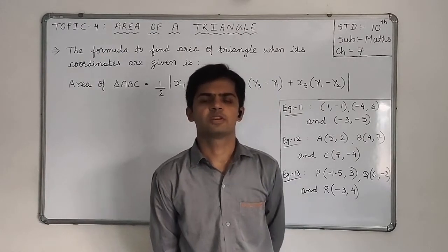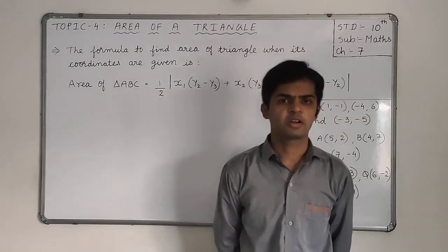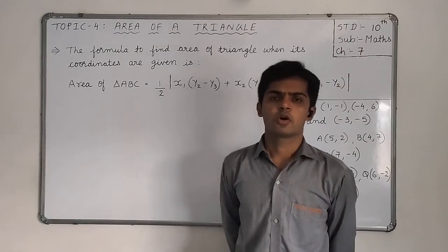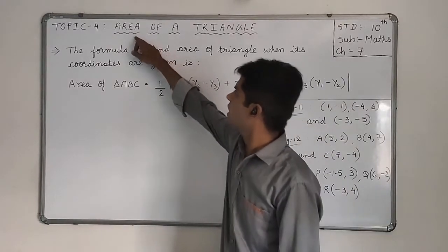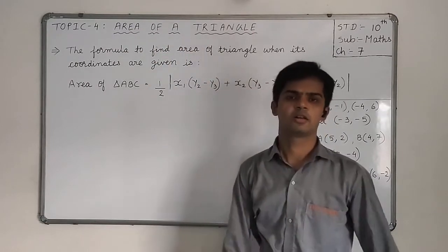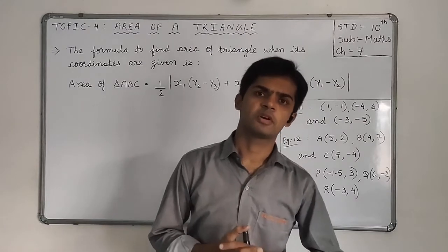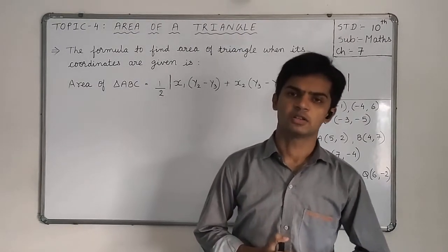Hello students, let us start with the fourth topic of this chapter, and it is the last topic of our chapter number 7, coordinate geometry. The name of the topic is area of a triangle. It means how we can find the area of a triangle when the coordinates are given to us.